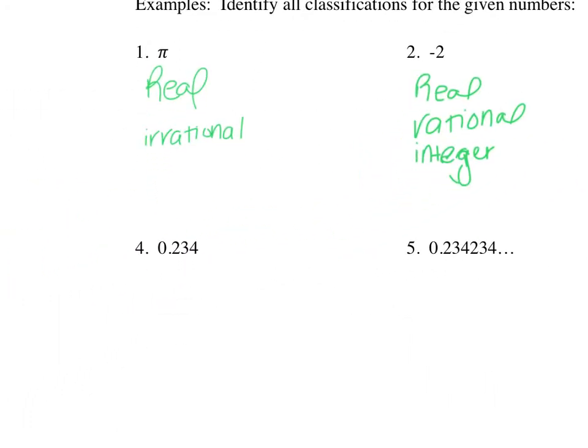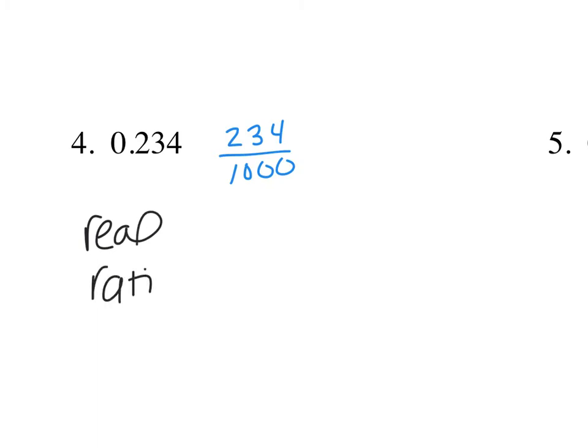Let's go on to our next example. We've got 0.234. Well, I can read this as 234 thousandths. This is 234 over 1,000. So guess what? We just turned this decimal into a fraction or a ratio of two integers, 234 to 1,000. So not only is this real, it is rational, because it's a ratio of two integers.